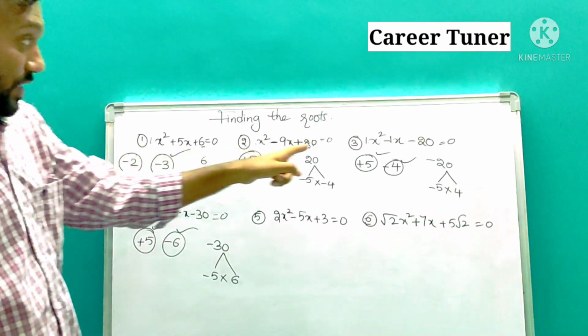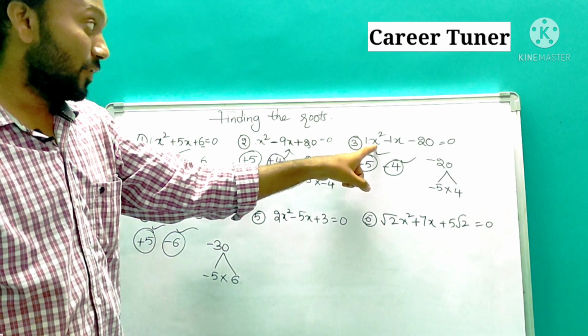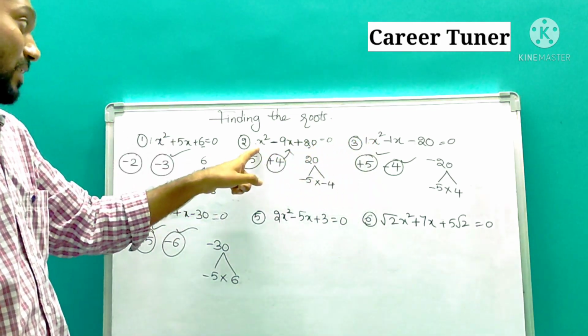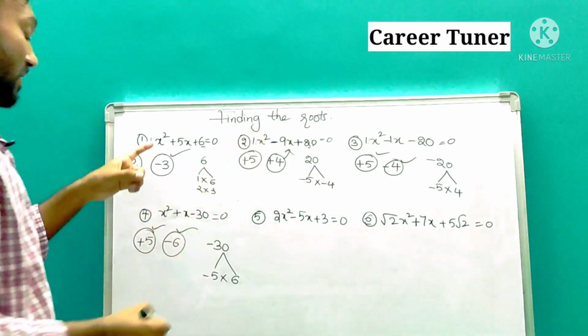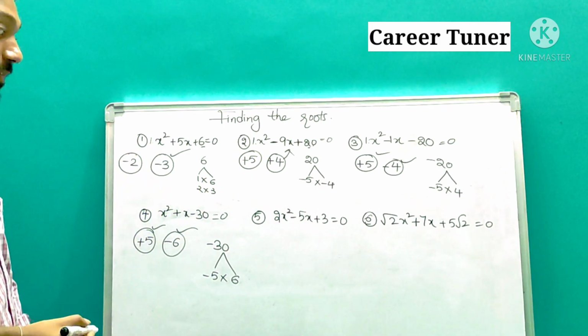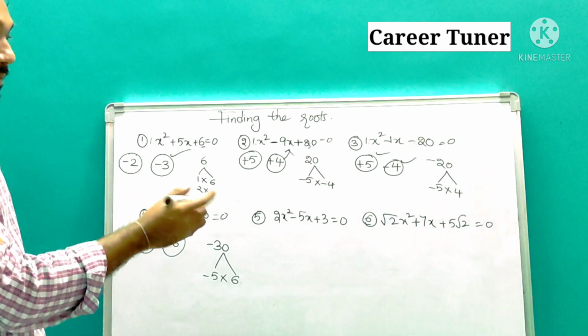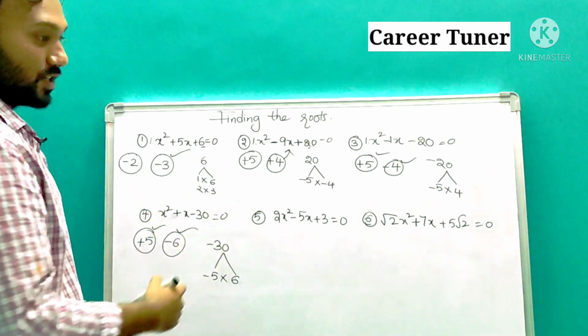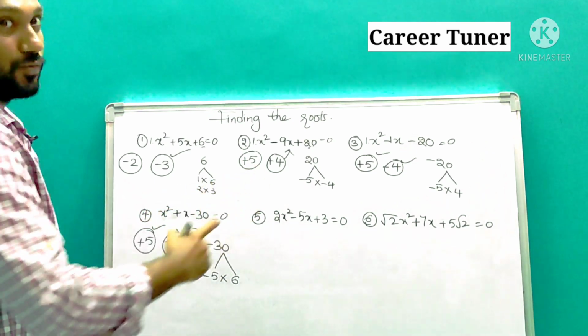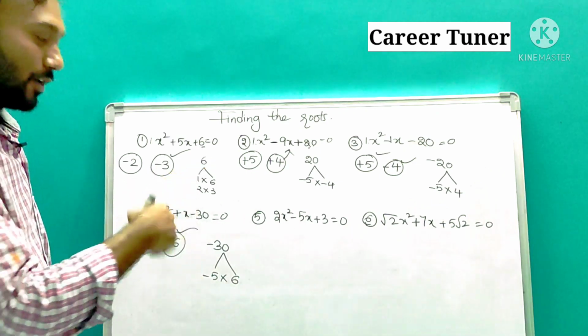Here, whatever questions you have solved, if you come across the coefficient of x square, it is nothing but 1. Here also it is nothing but 1. Here also it is nothing but 1. Here also it is nothing but 1. But when it comes here, the coefficient became 2. For this type of problem, you need to follow some other logic. What is that? We are going to solve.